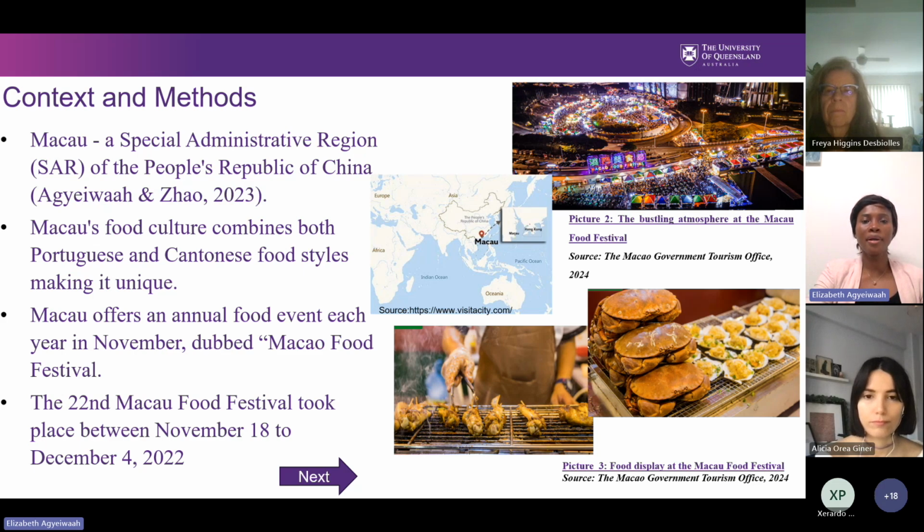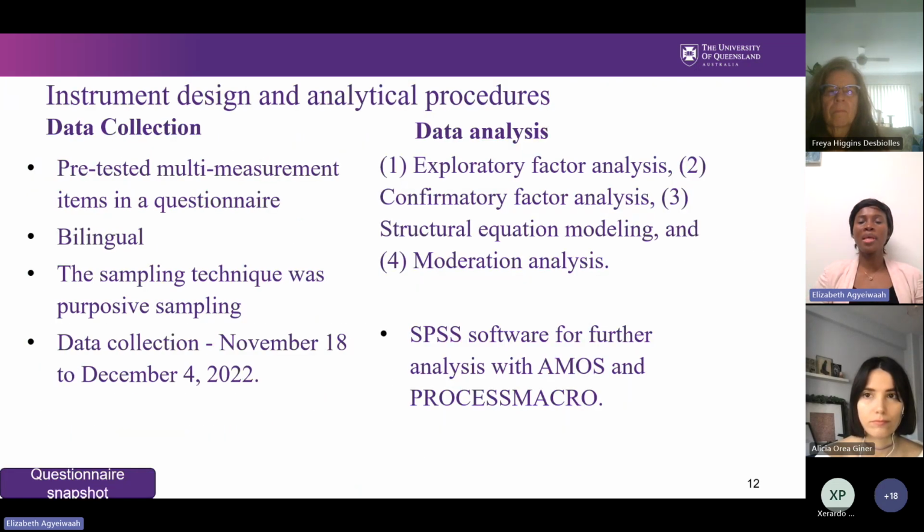So let me talk in more detail about the analytical process. How did we collect data? What instrument was used? And so forth. Because it was a quantitative study, we used a questionnaire. A questionnaire is a structured set of questions that people are supposed to choose from. Some were categorical. For example, we had a binary question asking people whether they have attended the event or have not attended the event. So those were categorical.